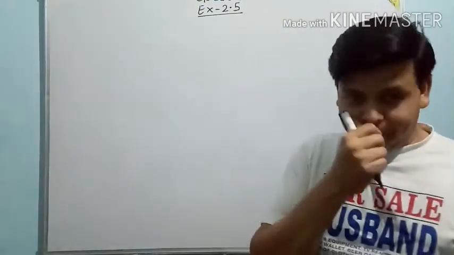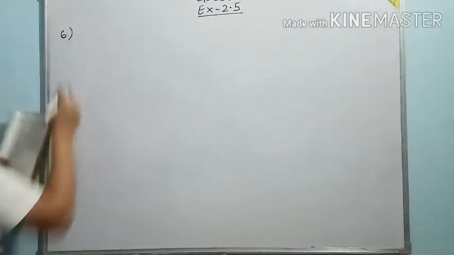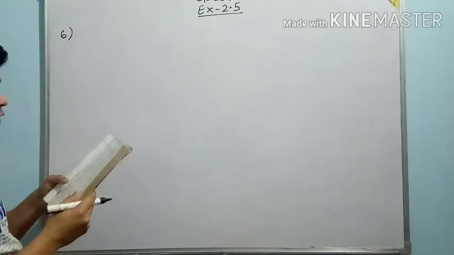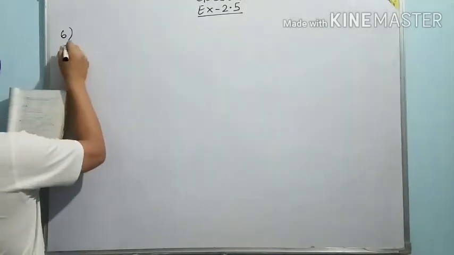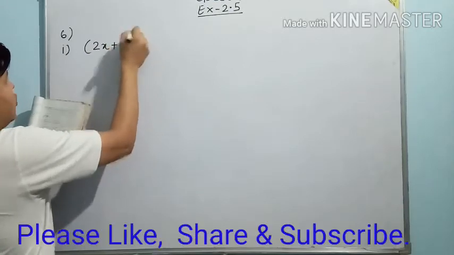Unit 5 of grade 9. So today we will start from question number 6. This is: write the following cubes in expanded form. So first is (2x + 1) whole cube.